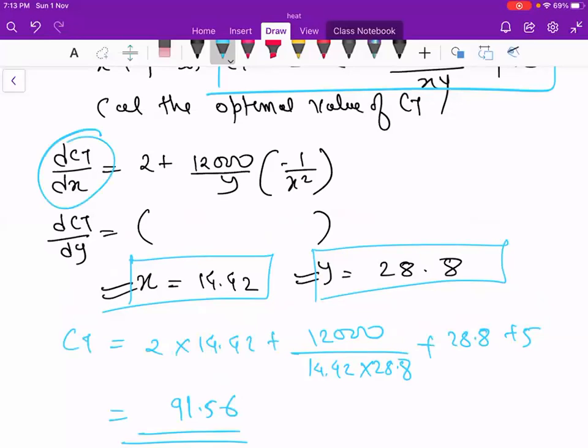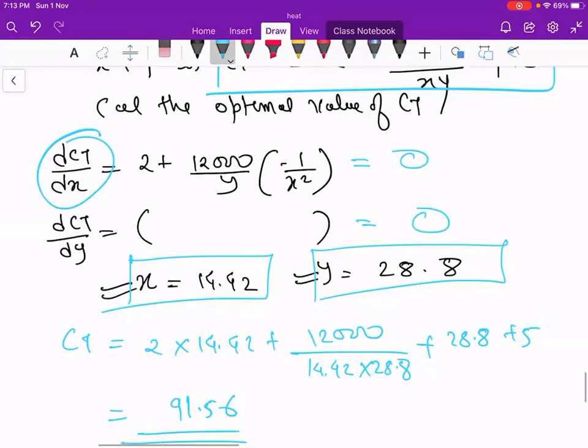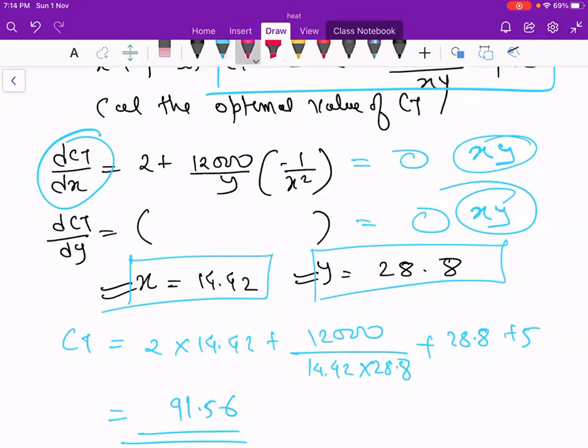See, dCT by dx equals 0. If you differentiate something, it means you have to equate it to 0. This is also 0. So two equations will come in terms of x and y. Two equations, two unknowns, you can solve that easily. Now this is mathematics. Most of the students are getting the answer 91.56, so verify it. If someone is getting a different answer, first you should get the values of x and y, and after that you should get the value of CT.